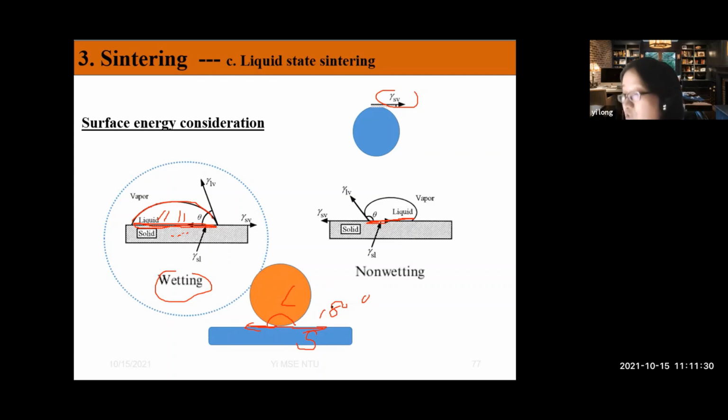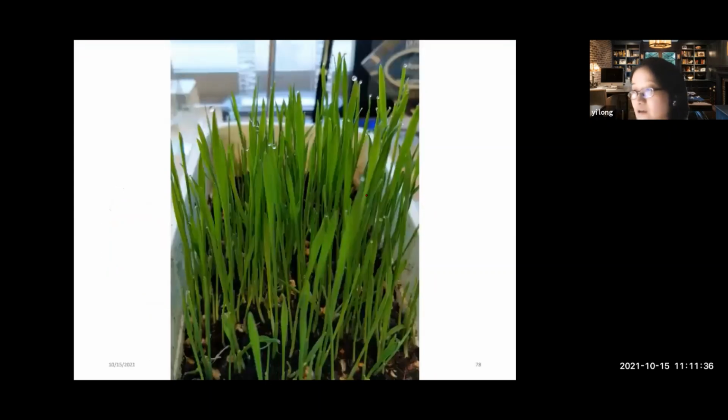Okay, so we continue. I found you answered all the questions so correctly, so I can move on. Obviously you can see all the water just curls up. So this is a non-wetting case, a very extreme non-wetting case. But this wetting is coming from the surface structures.